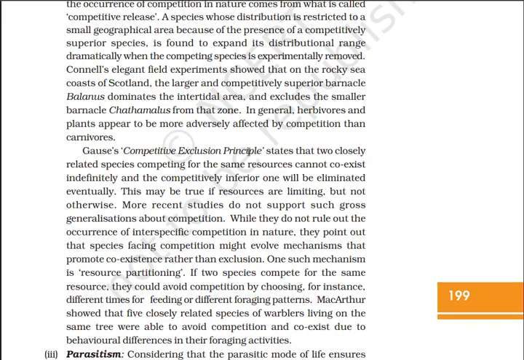Gause's competitive exclusion principle states that two closely related species competing for the same resources cannot coexist indefinitely, and the competitively inferior one will be eliminated eventually. This may be true if resources are limited, but not otherwise. More recent studies do not support such gross generalization about competition. While they do not rule out the occurrence of interspecific competition in nature, they point out that species facing competition might evolve mechanisms that promote coexistence rather than exclusion.